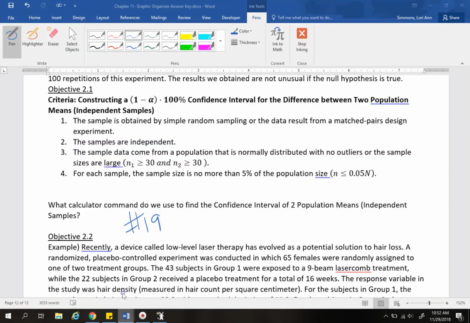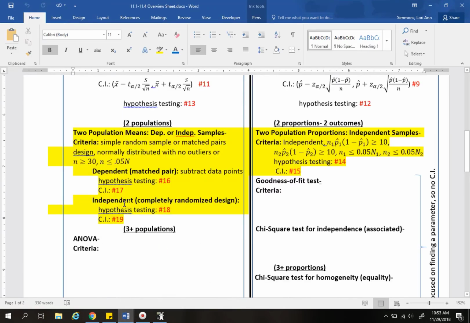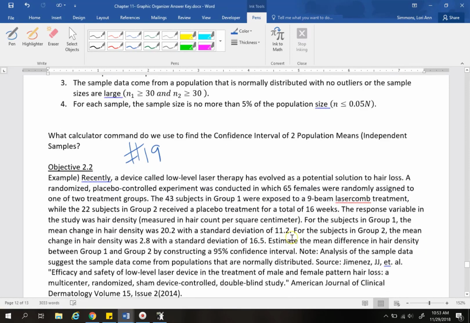And if you look at your overview sheet, you can see that 18 matches up with what we did for the hypothesis testing. Number 19 matches up for the confidence interval that we are about to do right now.